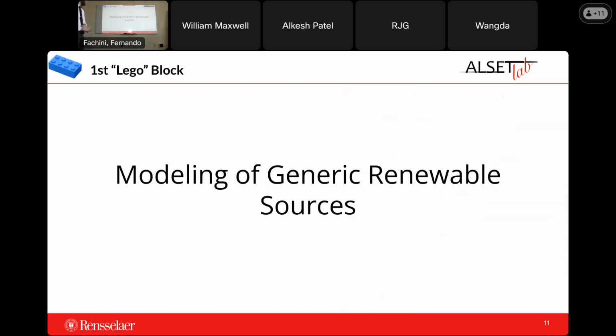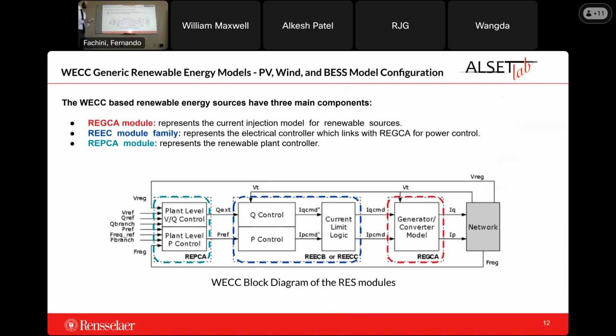Okay. So now that I've described the introduction, let's go to the first block that I've developed, which is modeling of generic renewable sources. So WECC released a series of components that are meant to emulate PV, wind, and battery energy sources. And they're meant to be generic and modular, where you can play around and you can connect different versions of components. These are the REGC module components, REEC family of components, and REPC family of components. Each one has their own usage.